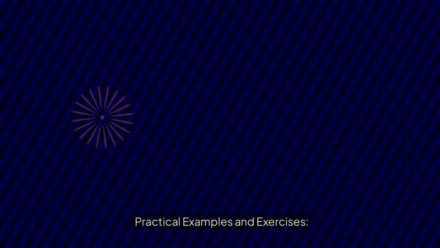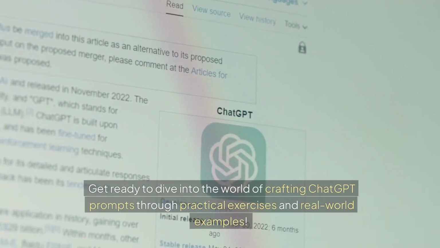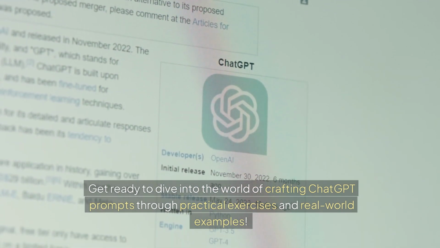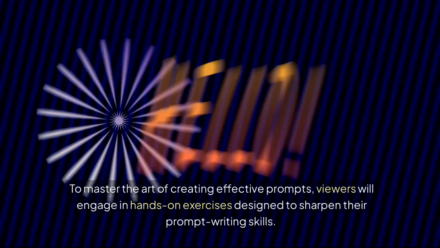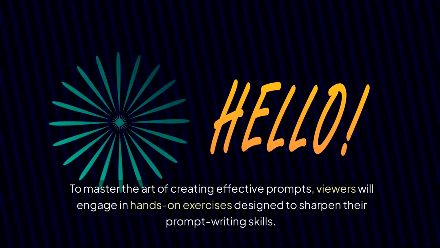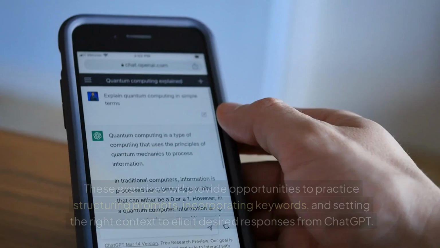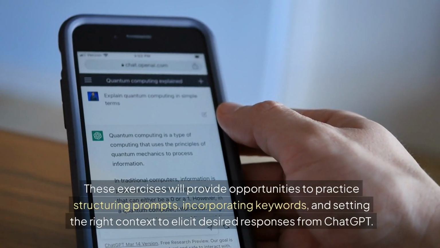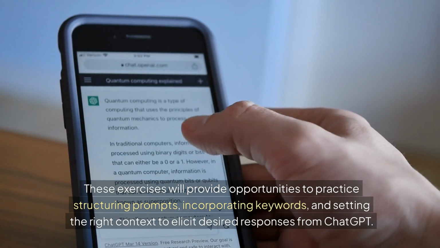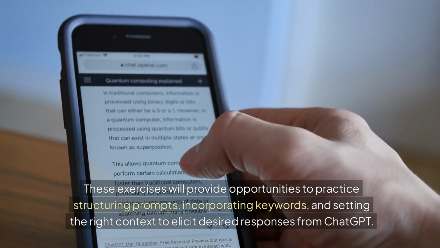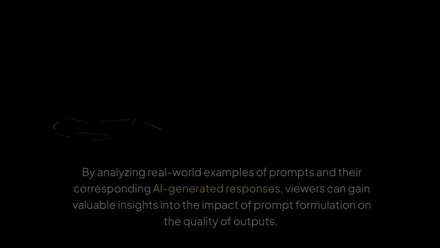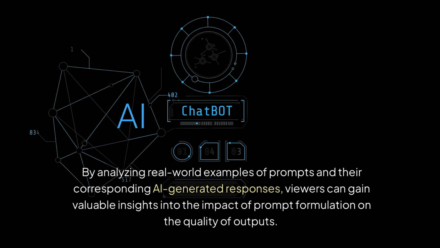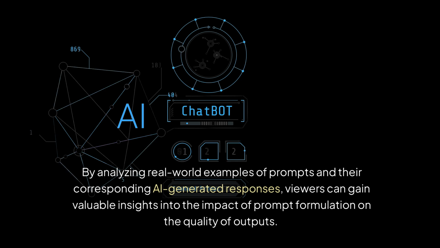Practical examples and exercises. Get ready to dive into the world of crafting ChatGPT prompts through practical exercises and real-world examples. To master the art of creating effective prompts, viewers will engage in hands-on exercises designed to sharpen their prompt writing skills. These exercises will provide opportunities to practice structuring prompts, incorporating keywords and setting the right context to elicit desired responses from ChatGPT. By analyzing real-world examples of prompts and their corresponding AI-generated responses, viewers can gain valuable insights into the impact of prompt formulation on the quality of outputs.